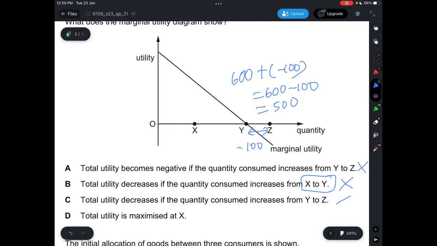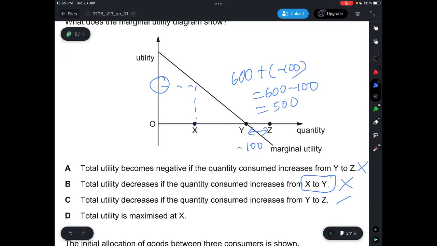Now let's look at why D is wrong. D says total utility is maximized at X. Okay, you need to remember that, like what I mentioned just now, total utility is maximized at the point where the marginal utility equals 0. If, let's say, total utility is maximized at X, X would have to be 0. But you can see here, for X, the utility that you're getting is still this number, which is a positive number. You want to add up the entire positive total utility.